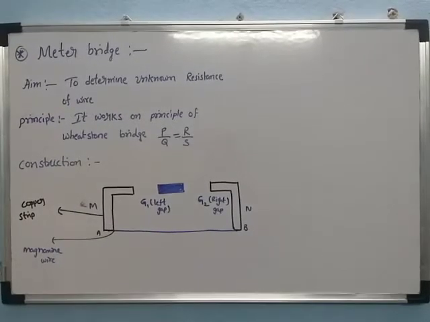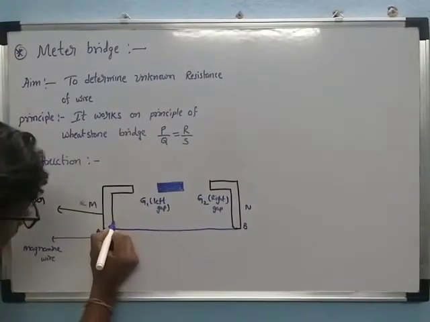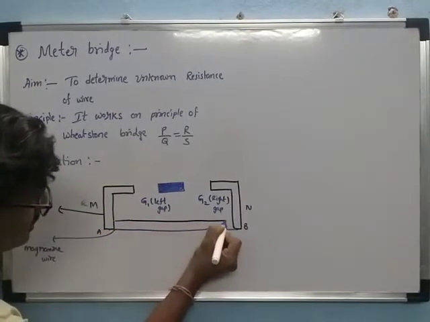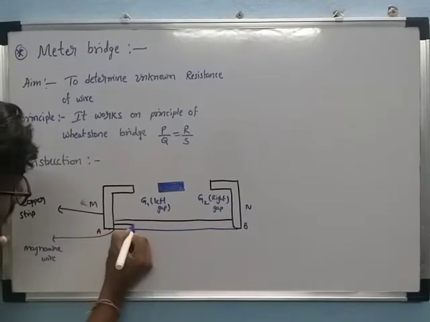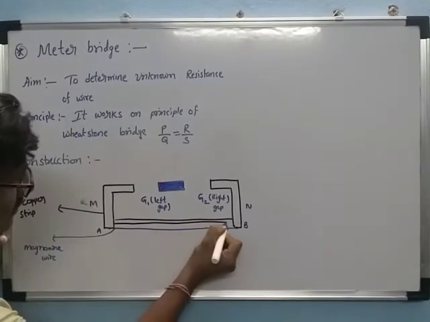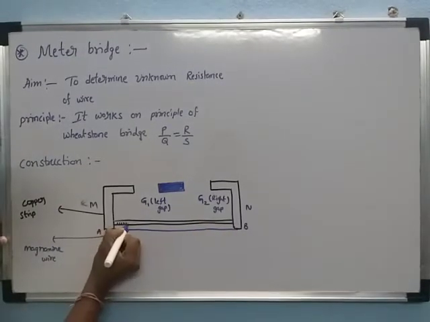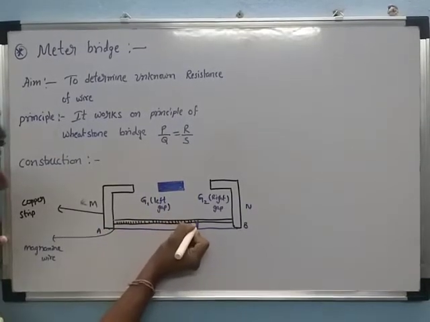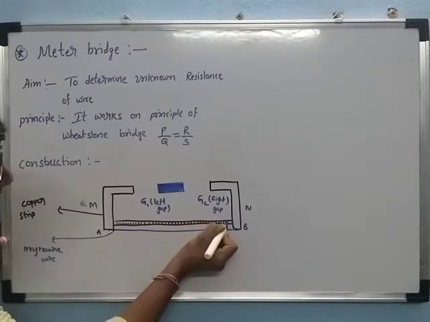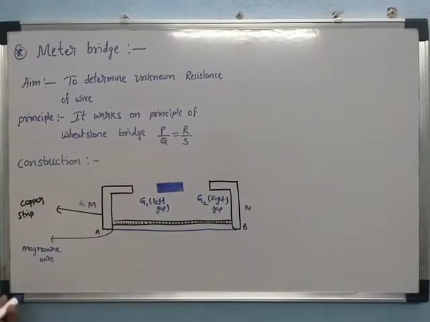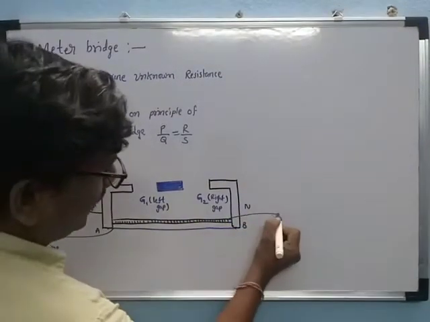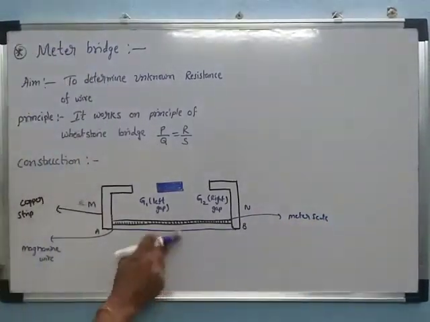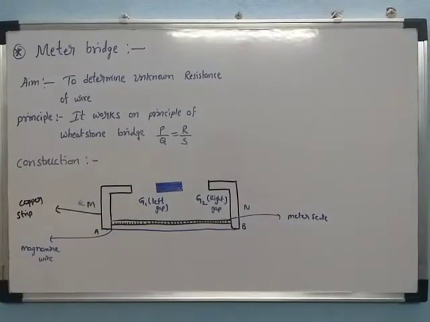Parallel to this manganin wire, a 1 meter scale is connected. The meter scale means there are 100 centimeters. This meter scale is attached parallel to the manganin wire.